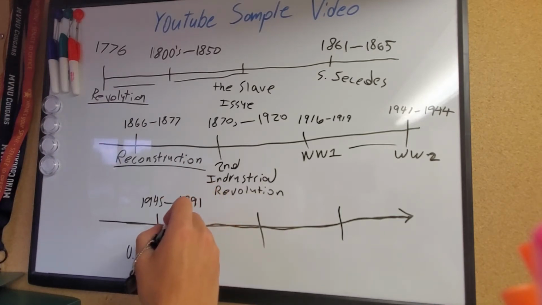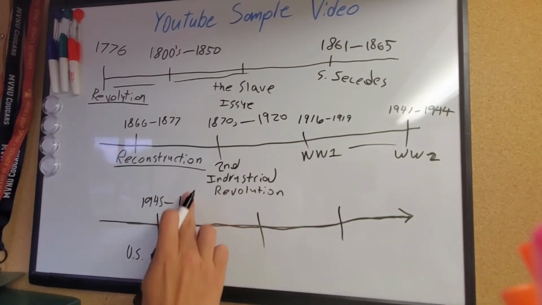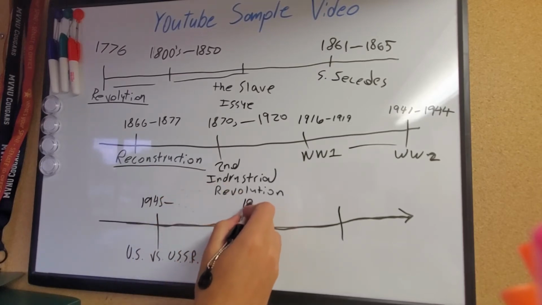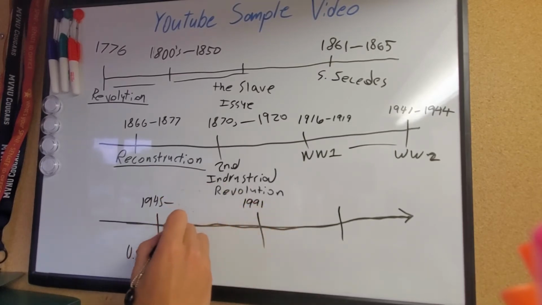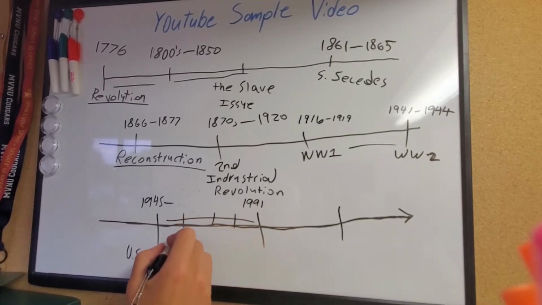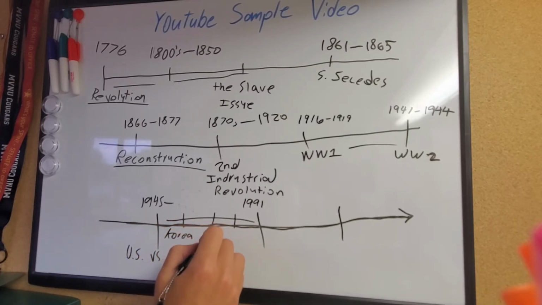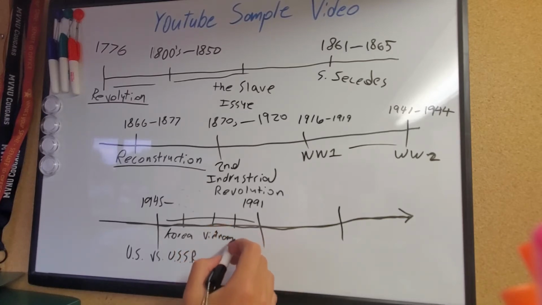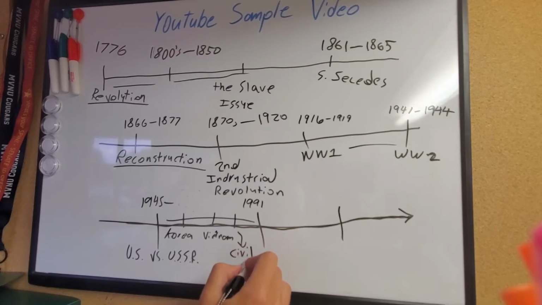So within this time frame, actually I'll put this date over here, 1991, because within this time frame we have several other events going on. We have the Korean War. We have Vietnam. And civil rights is also going on at this time, mainly focusing on the 1950s and the 1960s.